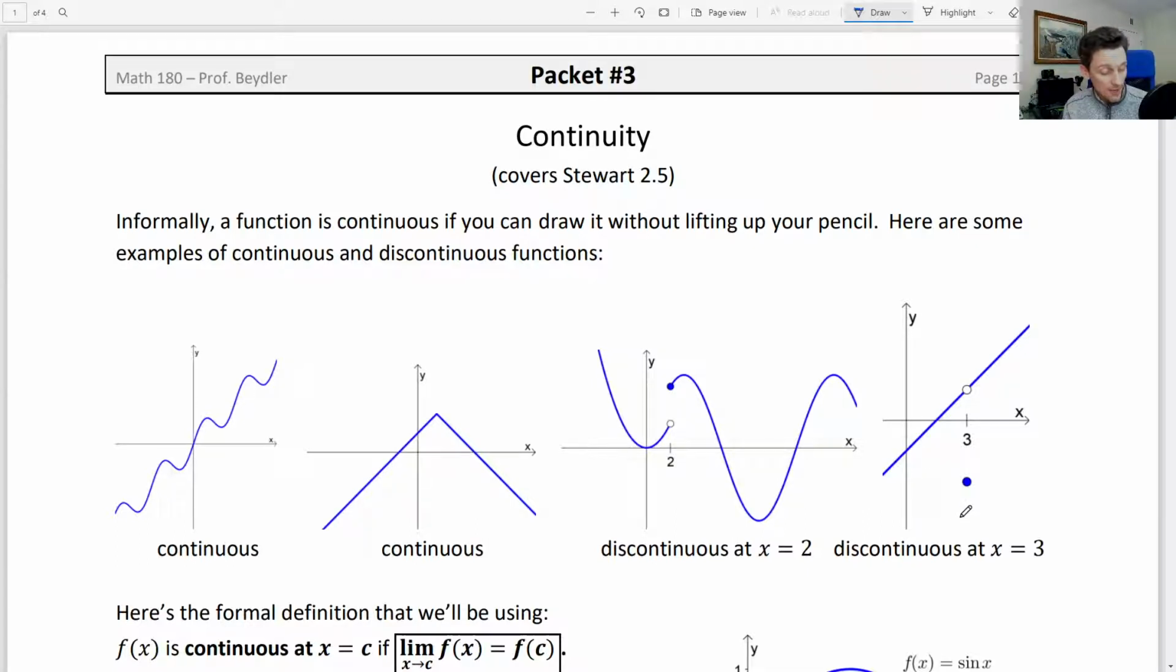The last graph is discontinuous at x equals 3. Because you're going along, you have to draw the function, and you have to pick up your pencil at x equals 3 to draw that dot down below, and then pick it up again to continue drawing the graph. And it doesn't count to be drawing it and then go around the circle and then continue drawing it. Besides, you'd miss out on that dot anyway.